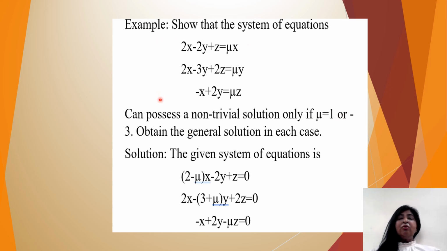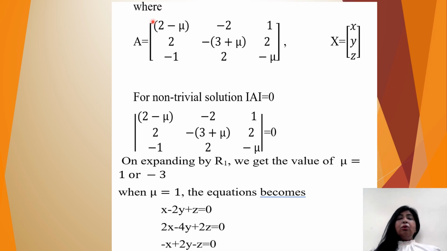So what will we do? We have this system of equations. We write it in the homogeneous form. So mu x gets shifted over here, and you will get 2 minus mu x minus 2y plus z is equal to 0, and I am getting these three equations, right? Now what are the coefficients of x, y, z? They are written in the coefficient matrix.